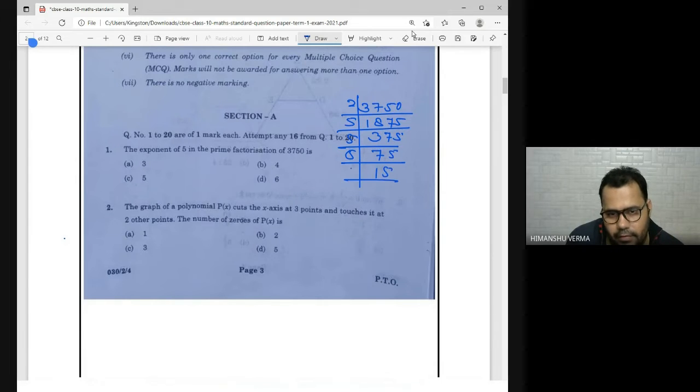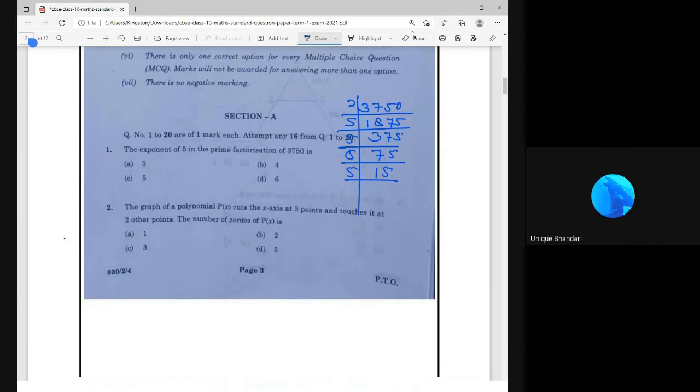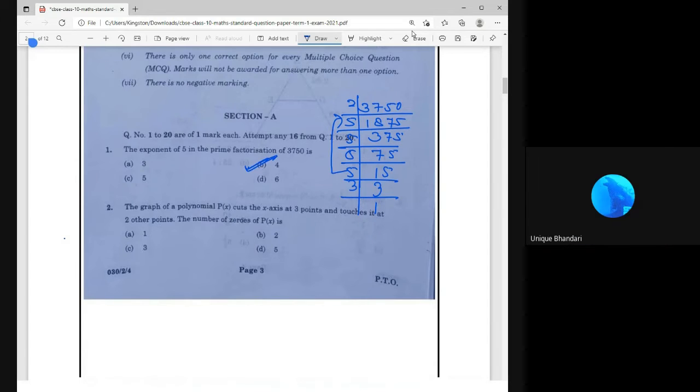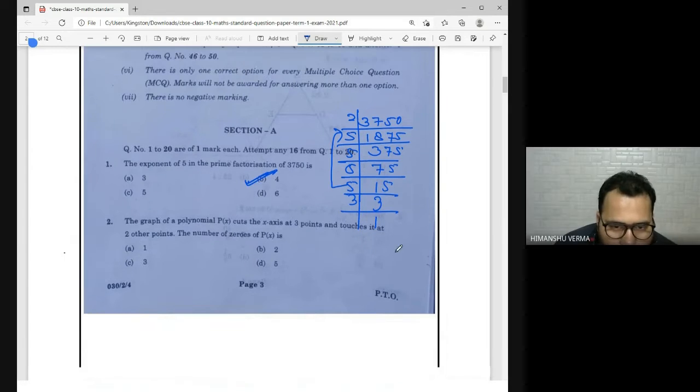Okay. Then 5 3 15, right? Yes. Then 3 3 3 1 3. The power is 4, 4 times. Yes. So B is the correct answer, right? Yes, sir. Correct.